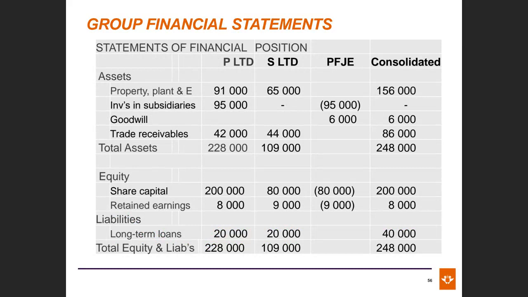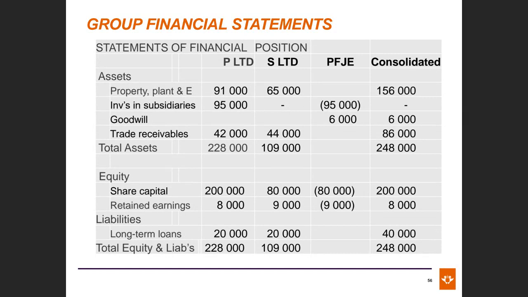Then we also calculated goodwill of 6,000 Rand. This goodwill would not appear in P Limited's or S Limited's separate financial statements, but it would be in the consolidated financial statements. So we have the 6,000 Rand here, goodwill. This is a non-current asset. Then we have trade receivables of 42,000 in P Limited's book and 44,000 in S Limited's book. So 42 plus 44 will give us 86,000.